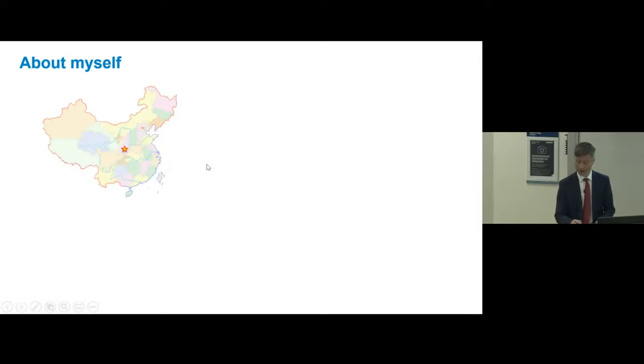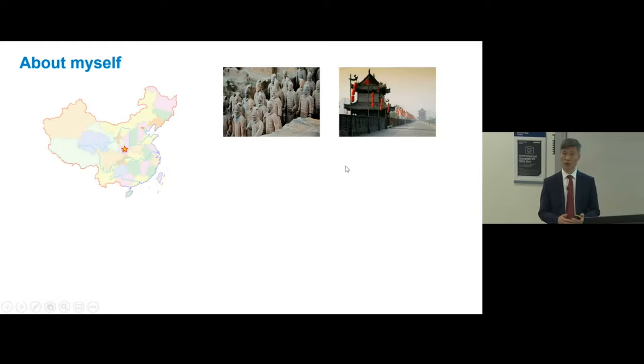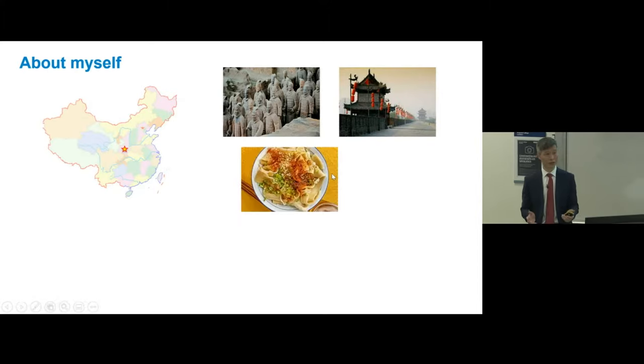So coming back to the city, Xi'an is a city that's well known for its terracotta army, if some of you know it. The first Chinese emperor wanted his armies to protect him in his afterlife. There's also one of the best preserved ancient city walls there. They also have really, really nice cuisine.